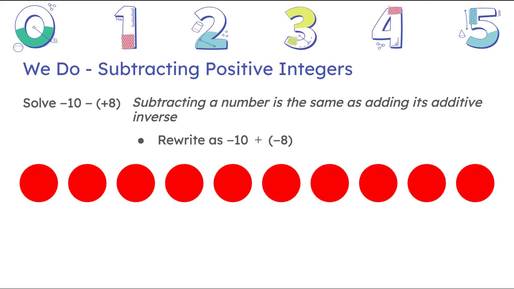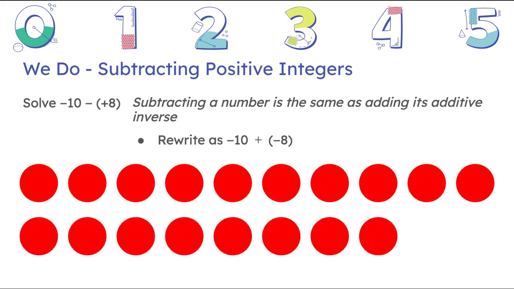And now that we've rewritten the expression, we see that all we have to do is add negative 8 to the negative 10 we already have, like this. Now we have 18 red counters representing the integer negative 18. And that is our solution to negative 10 minus positive 8.